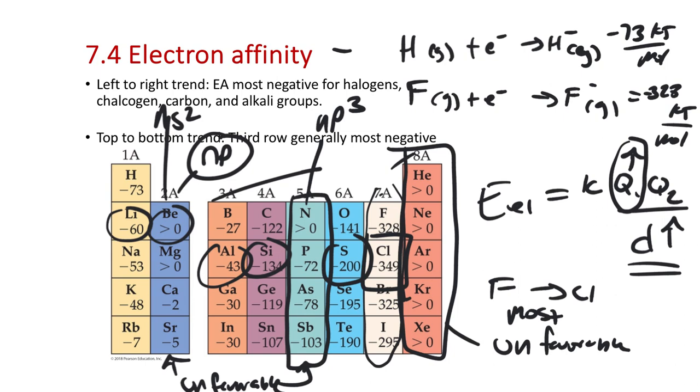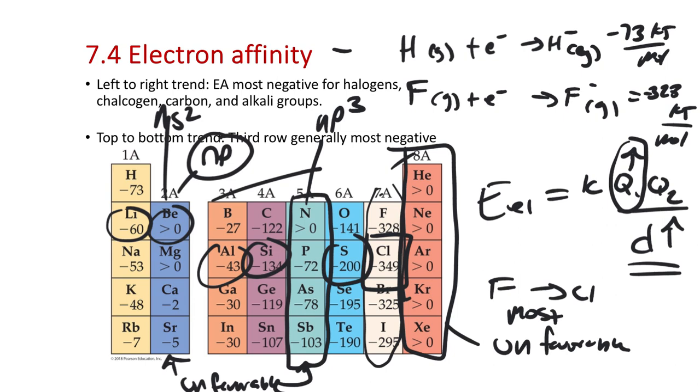Okay, so the halogens are most favorable, noble gases are least favorable, and then we see some anomalies. But generally, you can see that for most of the elements, it's favorable, meaning net negative for the atom to absorb an electron. And that's really just coming from negative electron, positive effective charge, we get net attraction.